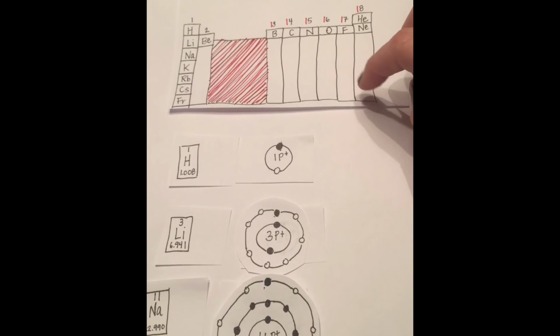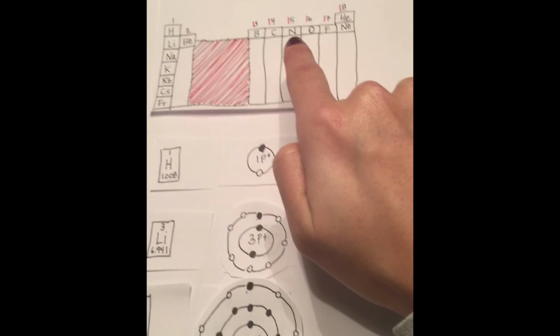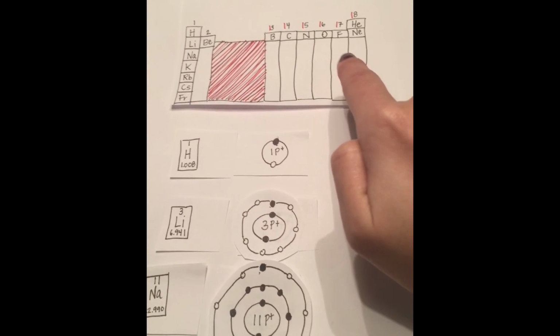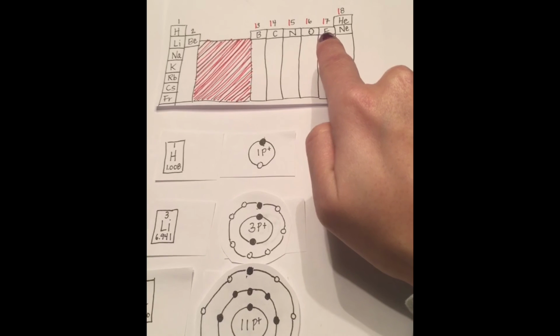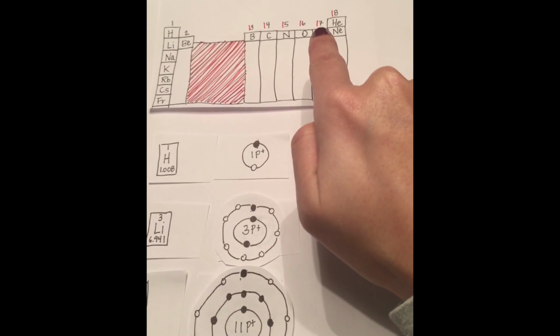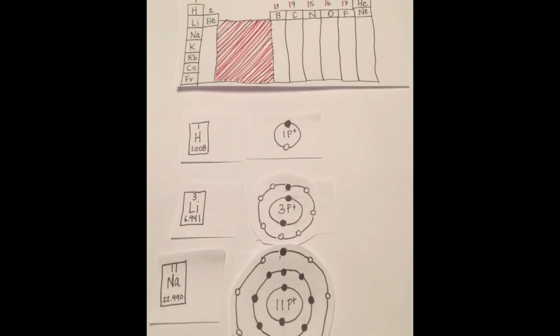Same as if I was talking about nitrogen. Nitrogen in group 15 will have 5 valence electrons. If I was talking about fluorine, F in group 17, it's going to have 7 valence electrons. So I hope this helps with your understanding of reactivity, valence electrons, and atomic structure.